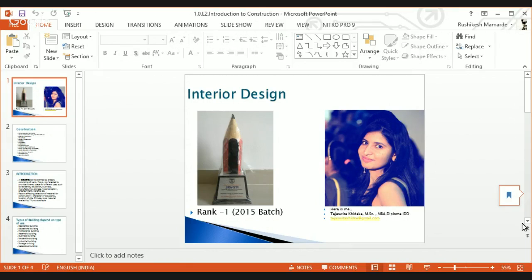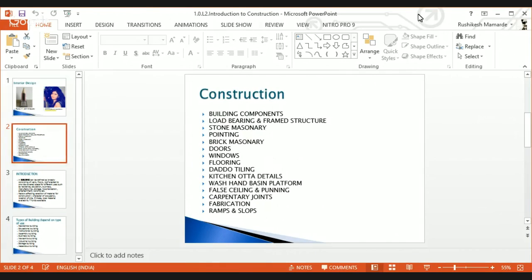So, today we are going to start with our next chapter, that is construction. What do you mean by construction? Basically, what is construction? We have already discussed the syllabus which we are going to cover in construction. Now we are moving further to the introduction of this topic.